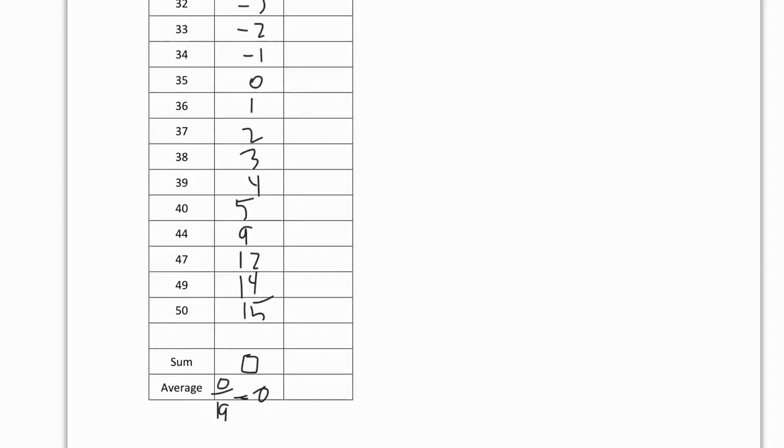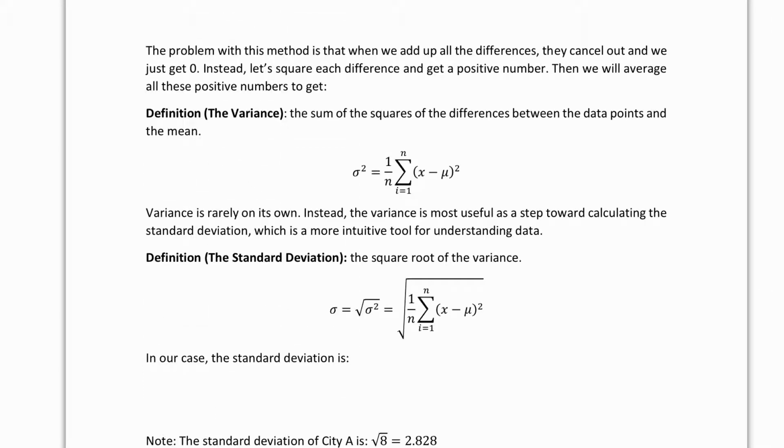Which isn't very helpful for us. That doesn't tell us anything. The spread certainly can't be 0. So we need to do something else here. This clearly isn't working yet. So the problem with this method is that when we add up all the differences, they actually cancel out and we just get 0.